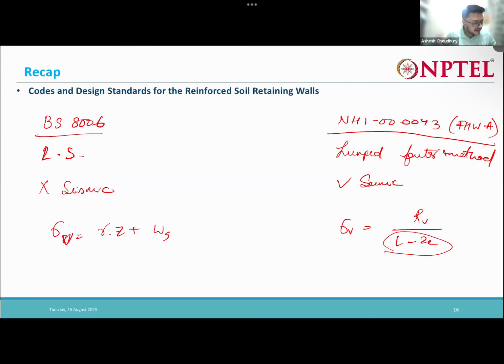Okay, so apart from that, both of these codes suggest different criteria. IRC SP 102 also. So these were the initial codes that were actually given by Western countries, and after that, Indian codes were developed.